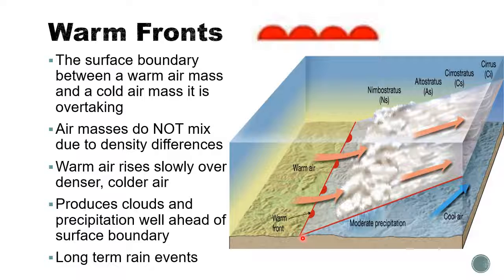Warm air is going to rise over our denser, colder air. In other words, this is much more dense than this air, so it's going to go over top. This is going to produce clouds and precipitation well ahead of our surface boundary. This is when we have long time rain events where it rains all day. That usually means that a warm front is approaching.